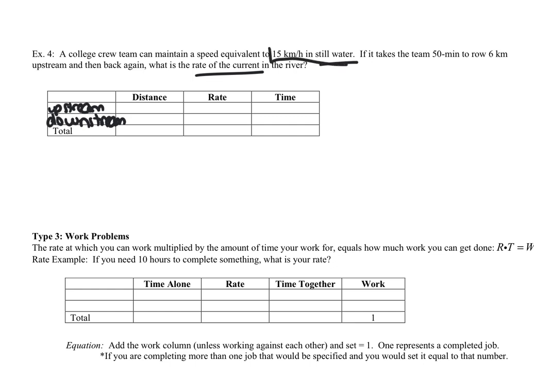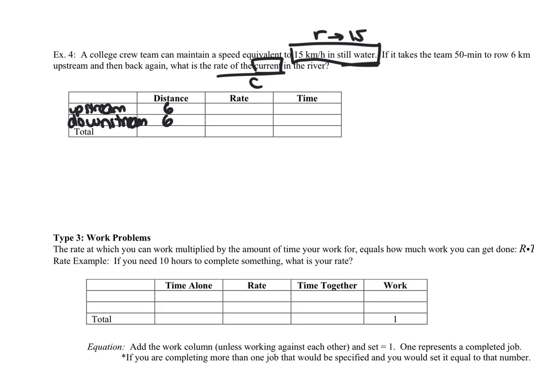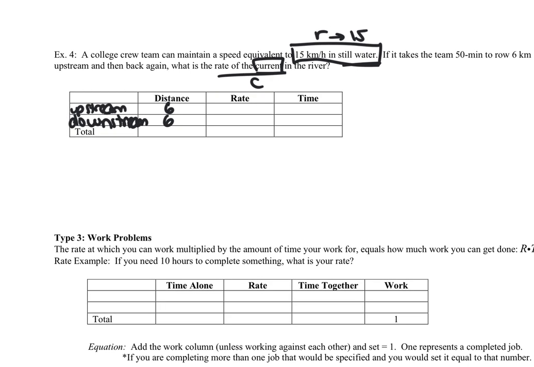I know R, or the speed, if you want to use X, which is fine, is 15. I'm searching for current, so I'm going to use C for current. So the distance that they're traveling is 6 kilometers up and then 6 kilometers back. It doesn't say anything other than that. And don't forget, if the rate upstream is hurting your speed, it's going to be rate minus the current. It's slowing you down. And downstream is going to be behind you and pushing you faster, so it's speeding you up. So the rate of the still water is 15.